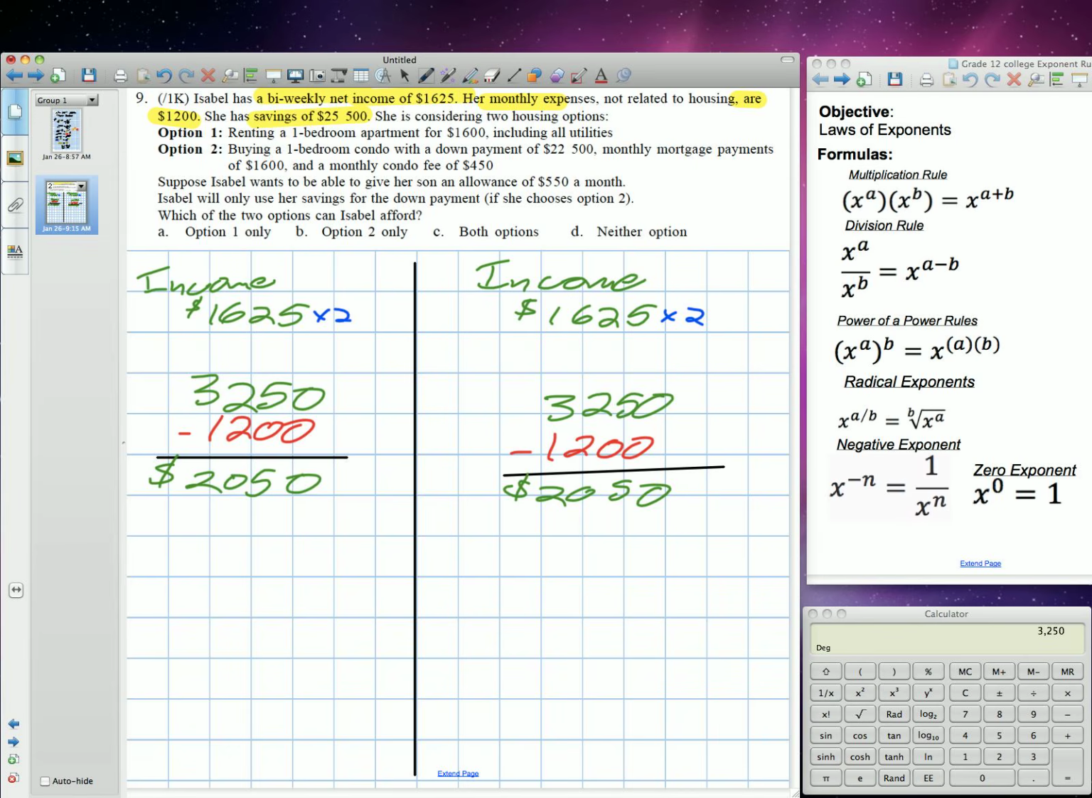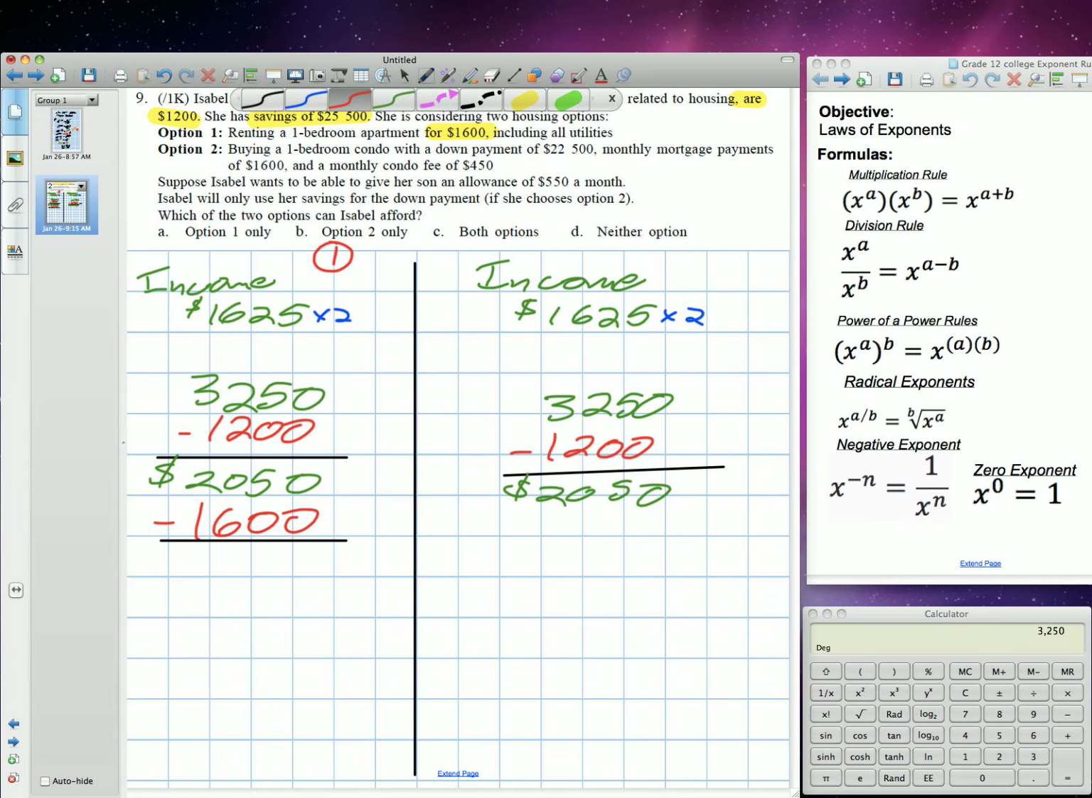Now, this is where we get into the tough part. Option 1 and option 2 for her housing. She's considering housing options. In the first housing option, it says she's renting a bedroom apartment for $1,600, including all utilities. So we're going to call that housing option 1. This will be this side. Renting is going to cost her $1,600. Okay? So again, we're going to have to take that away from the amount of money she'll have.